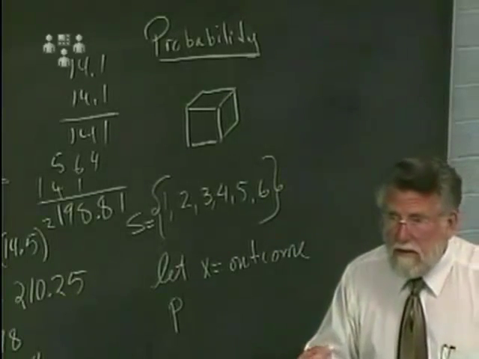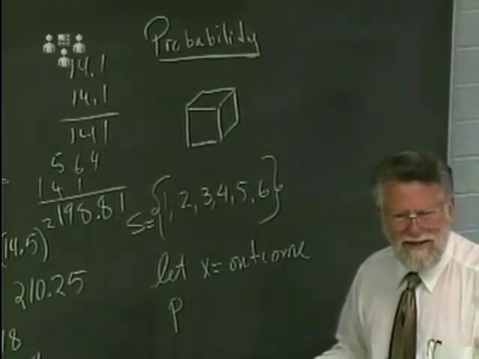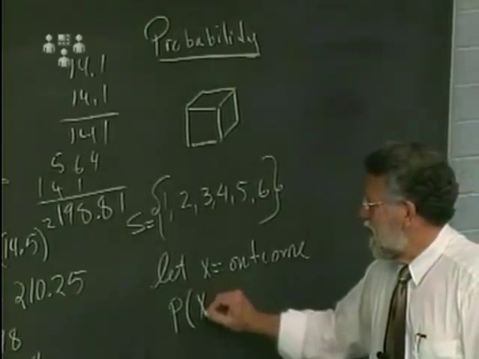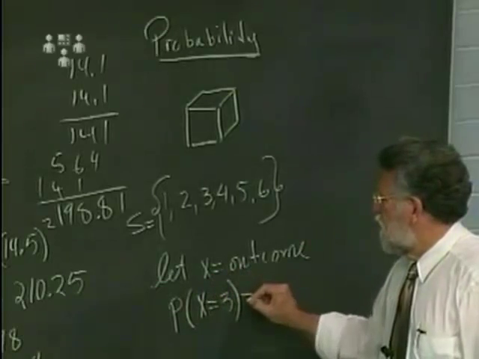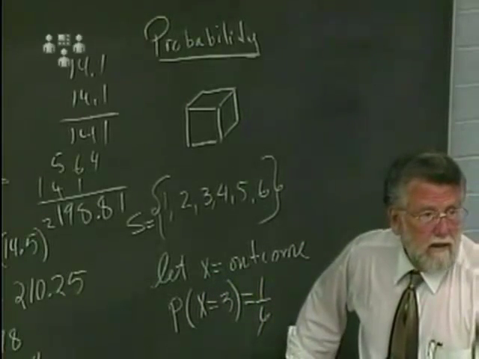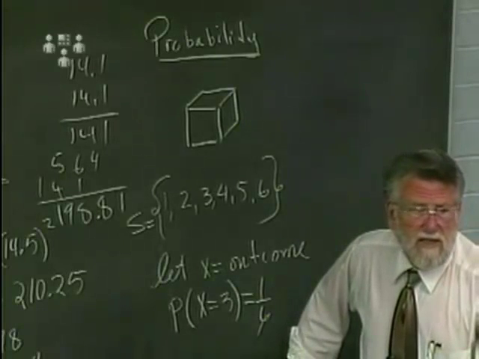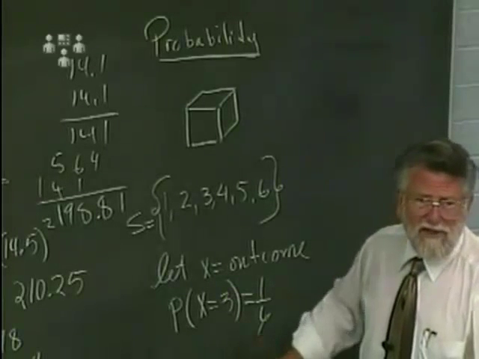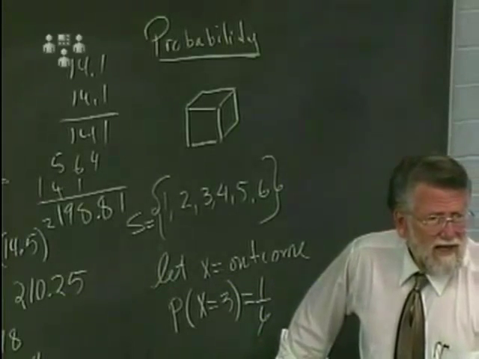Now, instead of saying percent, we're going to say probability. And so the probability that X equals 3 turns out to be 1 out of 6, which, by the way, is a decimal you don't like, because it's 0.166666 forever. But as a fraction, it's very nice.